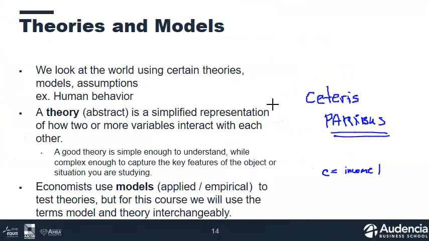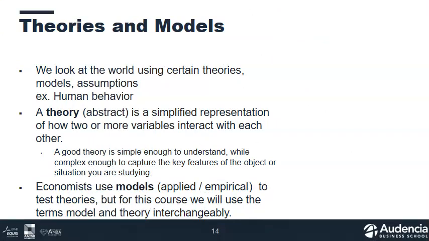As income goes up, consumption will probably increase, but that's assuming that everything else is held constant, right? I'm not changing interest rates, I'm not changing tastes, I'm not changing a whole bunch of things. So we try to take something that's relatively complex and simplify it. We simplify it a lot to make it work.